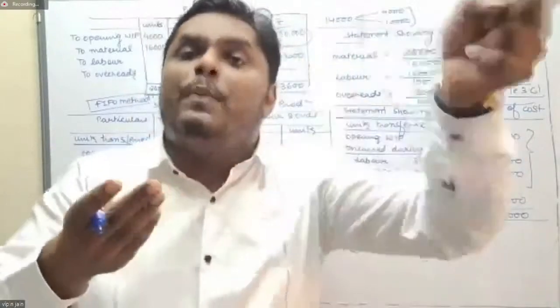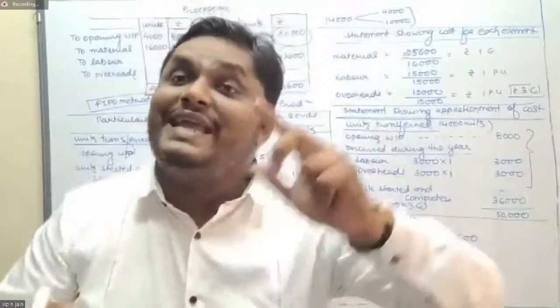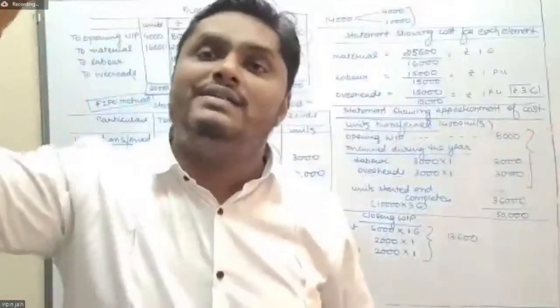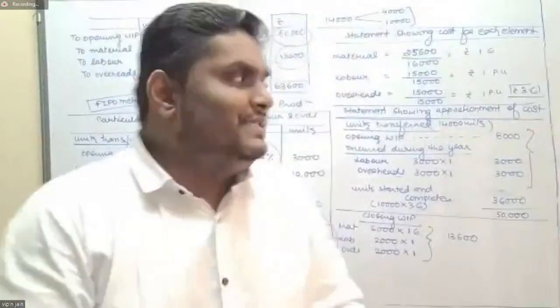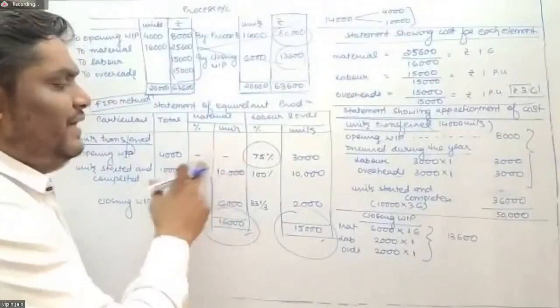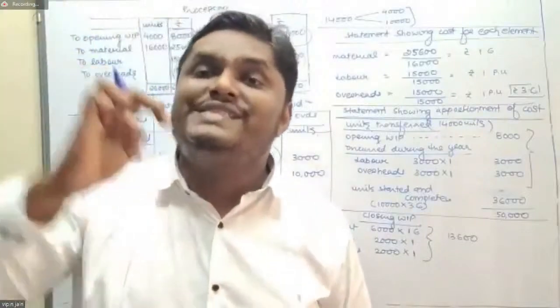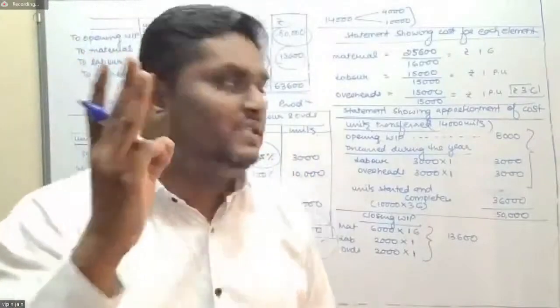4,000 units were from opening work in progress. Now, of these 4,000 units, 8,000 is already incurred last year. So 8,000 is the cost that is incurred last year. Remaining cost that is incurred this year is, see, there is no cost incurred as far as material is concerned. However, for labor and overhead, the cost incurred is total 75%.